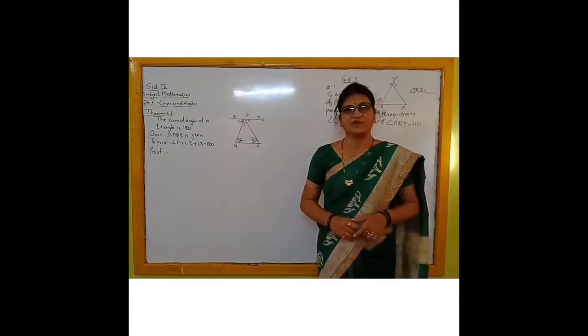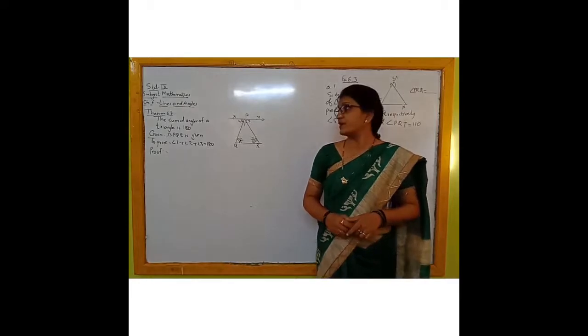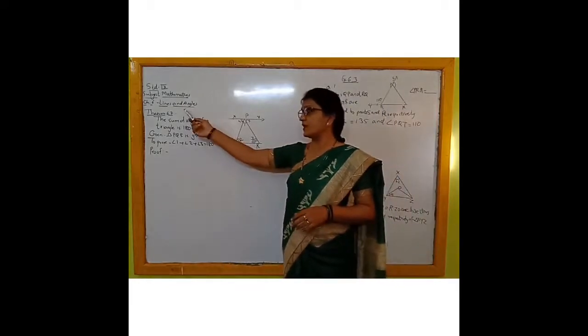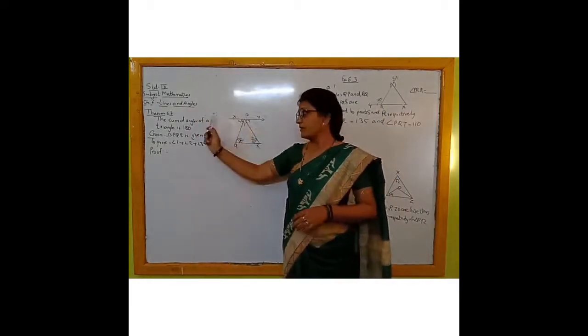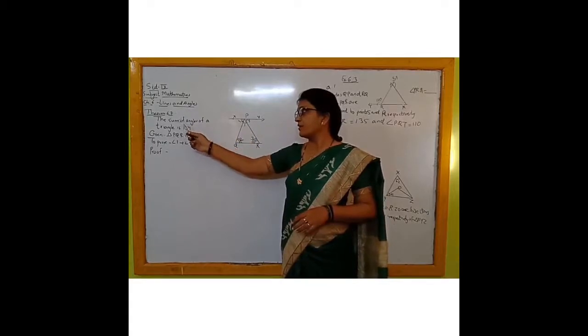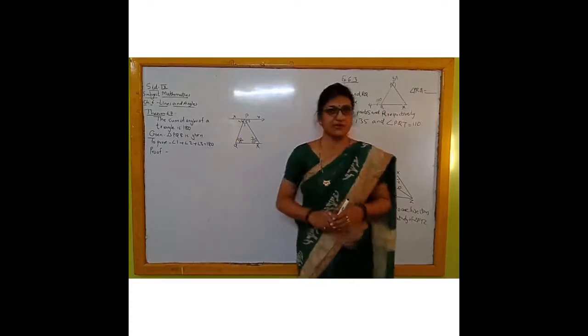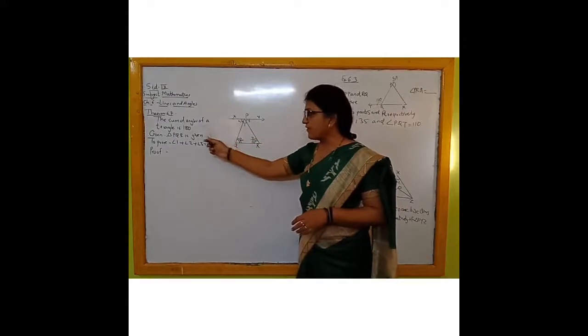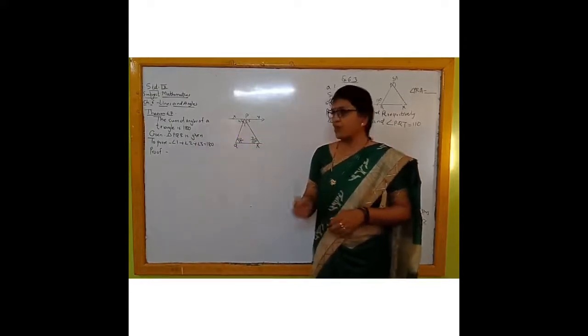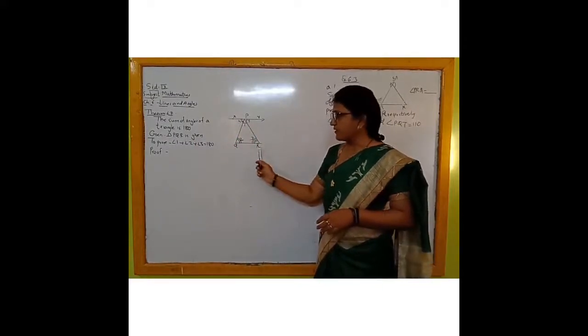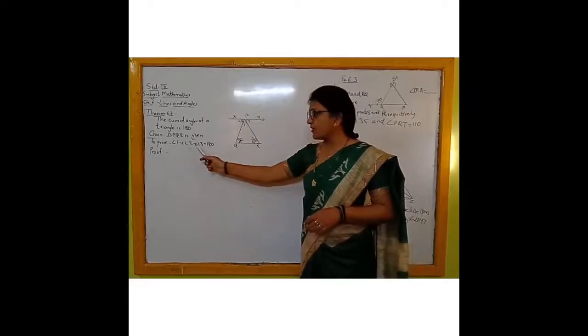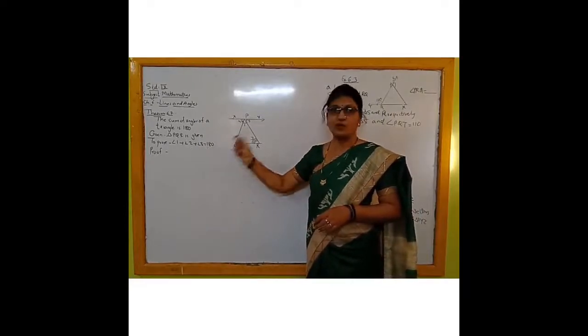Good morning students, welcome to online classes. Today we will see chapter 6 of geometry, lines and angles. In that we will see theorem 6.7. The statement of the theorem is: the sum of angles of a triangle is 180. Now what is given? Triangle PQR is given, and we have to prove that angle 1 plus angle 2 plus angle 3 is equal to 180.